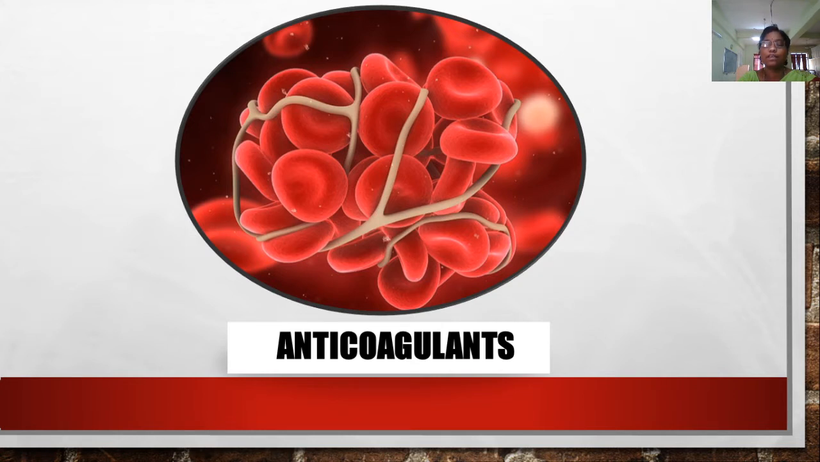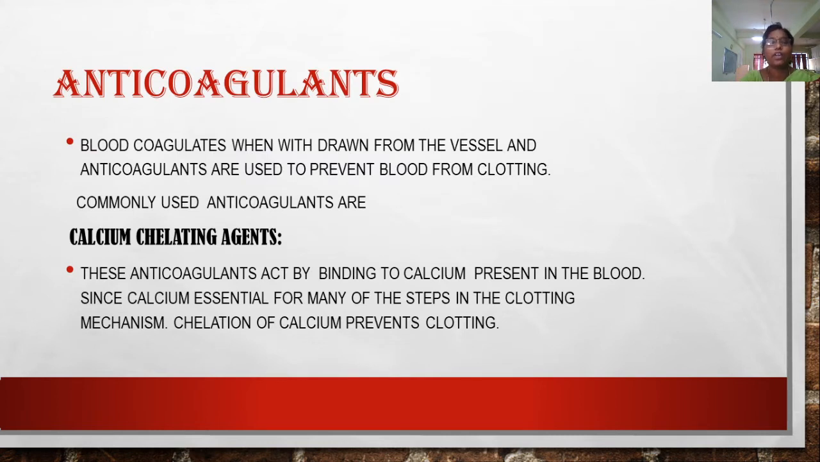Okay, anticoagulants. You already know what coagulation is and what an anticoagulant is. To prevent blood clots we use anticoagulants. When we draw blood, it will immediately clot, but sometimes we need anticoagulated blood, so we use anticoagulants to prevent blood clotting. Blood coagulates when withdrawn from the vessel, and anticoagulants are used to prevent blood from clotting.